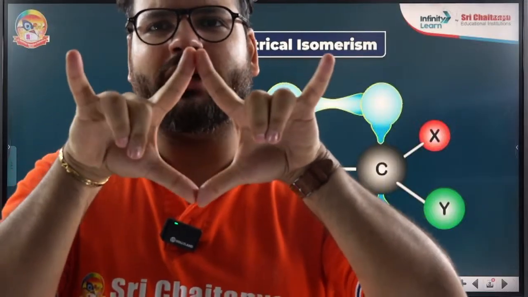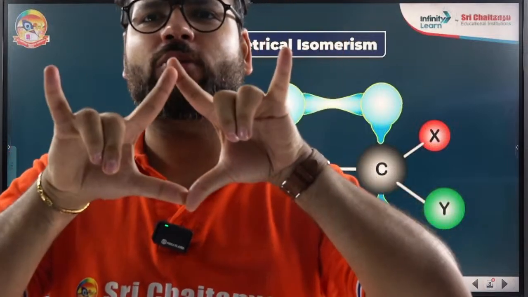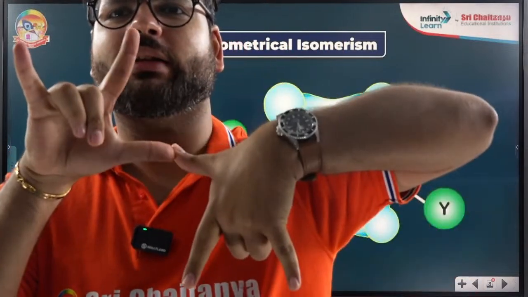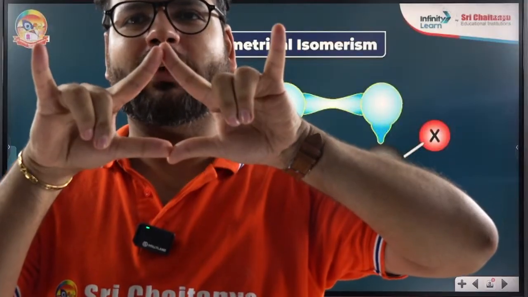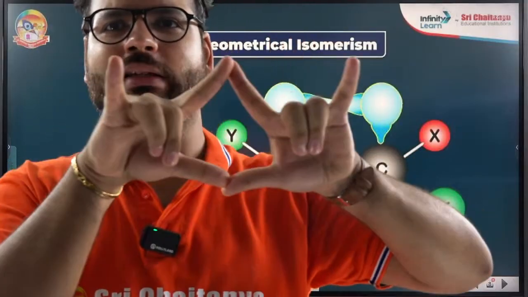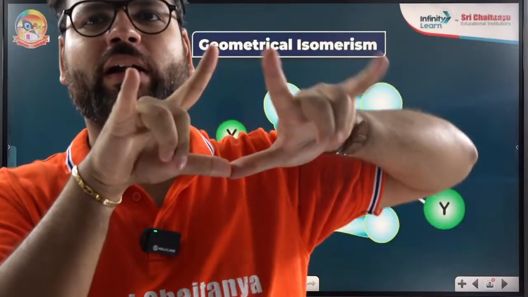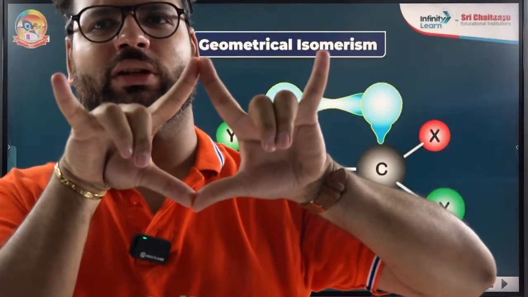There is no possibility to make it trans like this, because I can't rotate it. This rotation is not allowed, because otherwise this bond has to break. Once this bond breaks, then only it can rotate. So a cis is a fixed configuration. Same way, a trans is a fixed configuration.